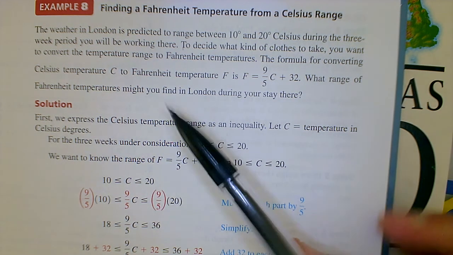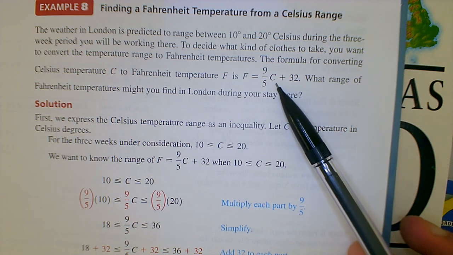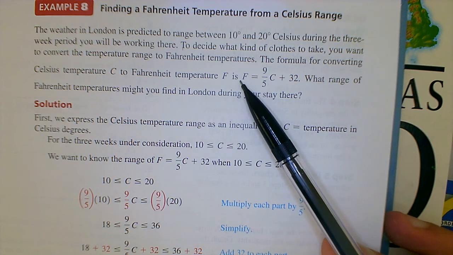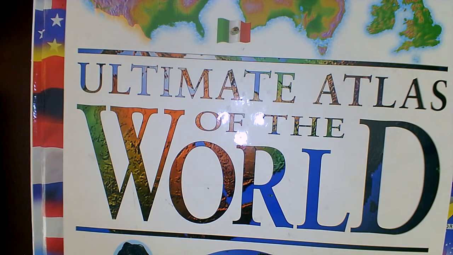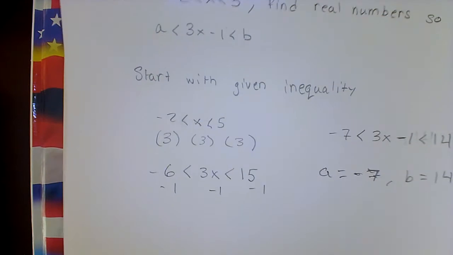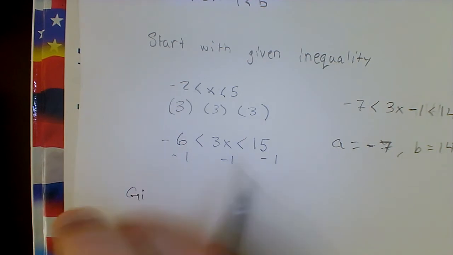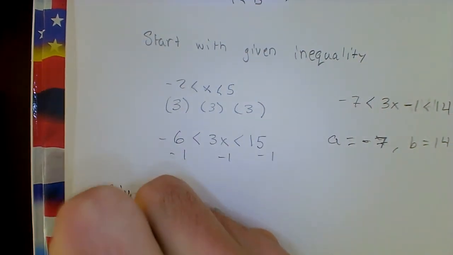Okay, so they give you the formula to convert Celsius to Fahrenheit. You input your Celsius temperatures here, and you get your Fahrenheit temperatures here. So if we want to figure out the range of temperatures in Fahrenheit from our given degrees Celsius, it's kind of like this example we just talked about. Instead, though, it's going to be your given inequality.